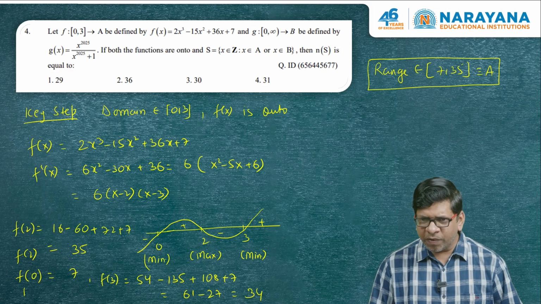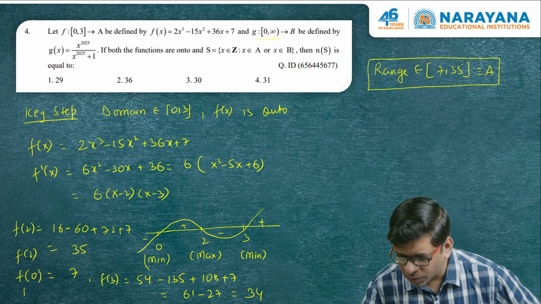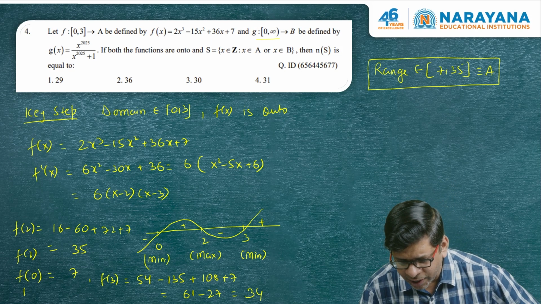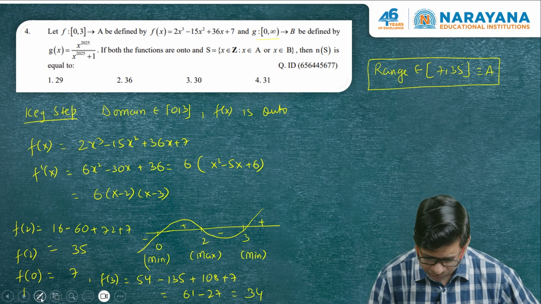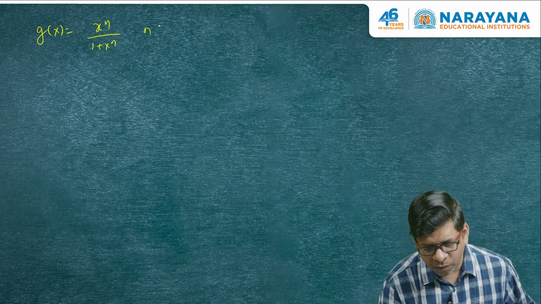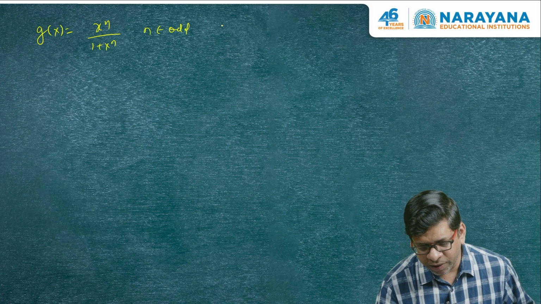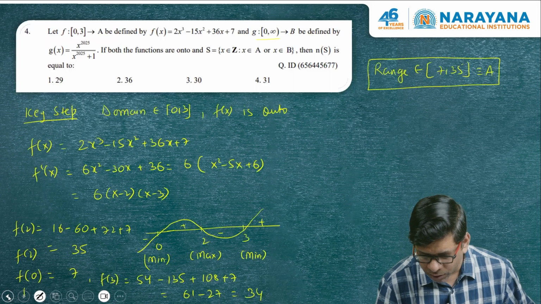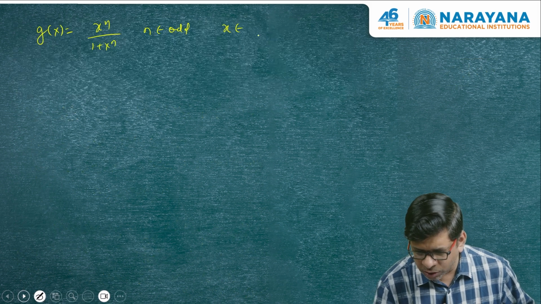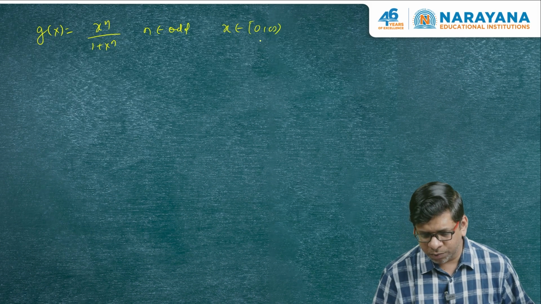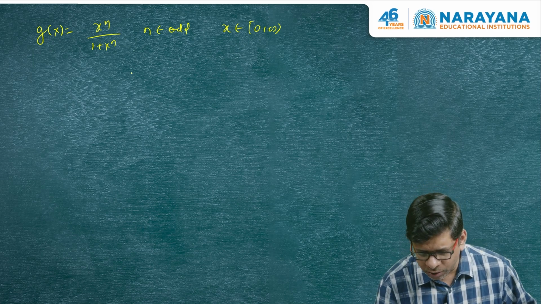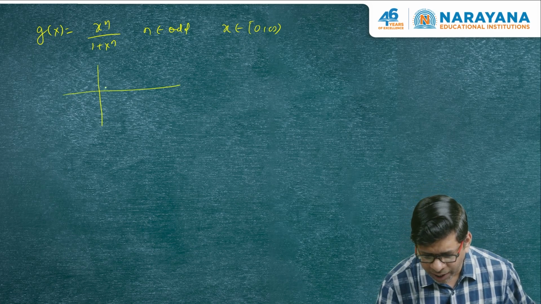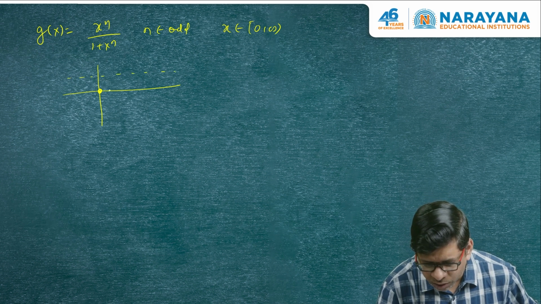Similarly, they have defined g of x for 0 to infinity. g of x is x power n by 1 plus x power n. Standard curve, x power n upon 1 plus x power n, when n is odd. Defined for x lying between 0 to infinity, meaning greater than or equal to 0. And n is odd here. So what will be the nature of the curve? At 0, the value is 0. And about infinity, the value will approach 1.